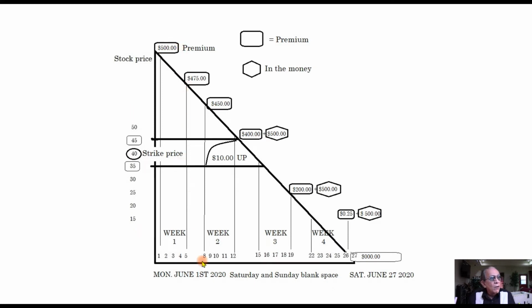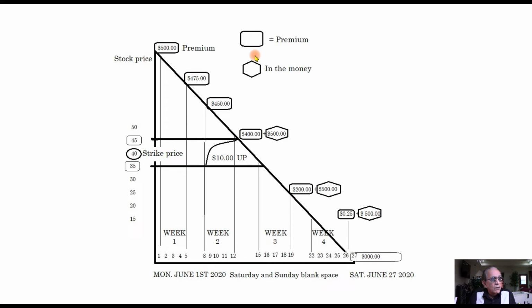So now we go into the second week, and this is Saturday and Sunday comes here. Monday comes in, and guess what? Now the option is worth 450. Time decay, right? It's coming from $500 to $450 right here. So this round figure, kind of rounded square corners on this one, that is the premium. And this octagon thing in here, or hexagon, 2, 4, 6, that's going to be the in the money on the option, that the stock is higher than.